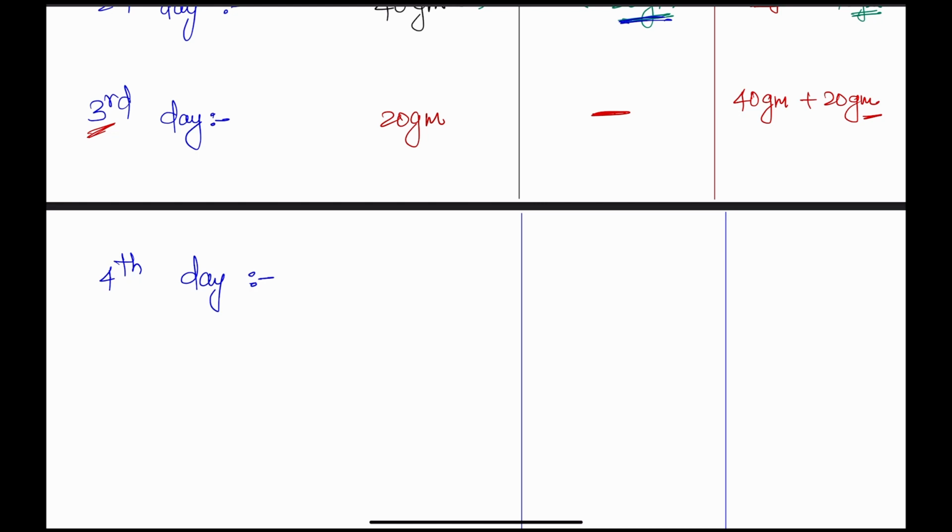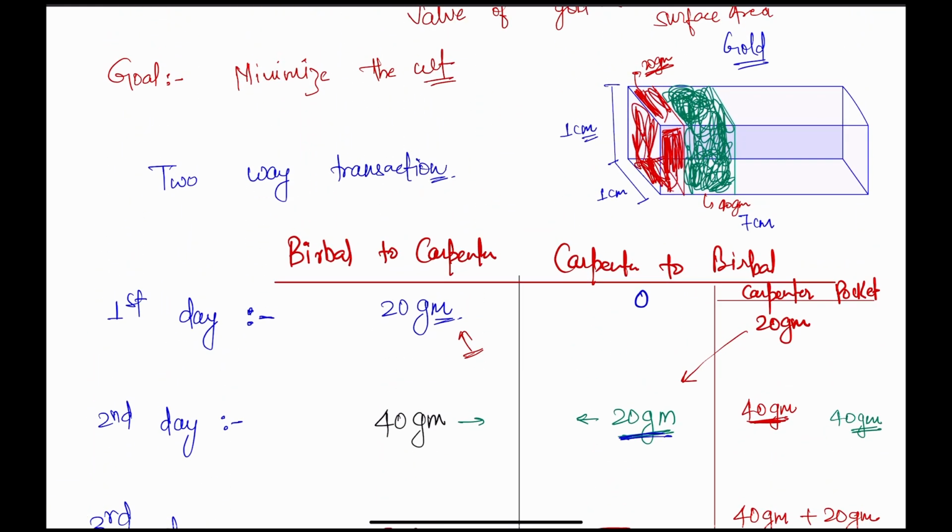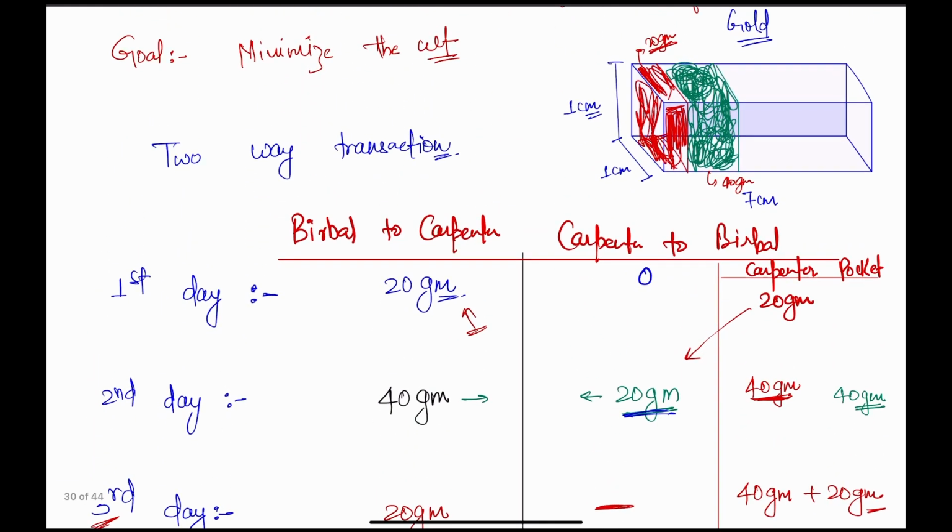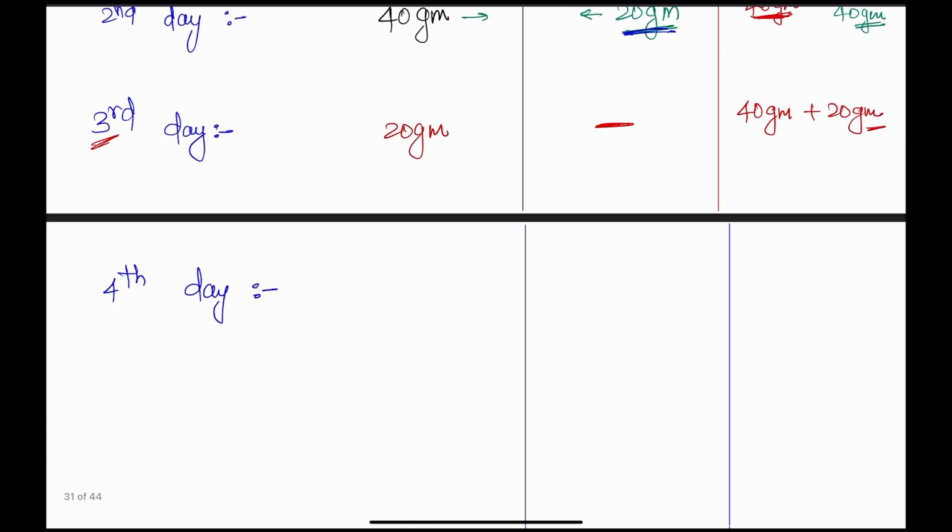Birbal will think that he already has 60 gram with him. What if he thinks, I cut one more piece of 80 gram? Why 80 gram? Because at the end of the day, with the carpenter it should be 40 plus 20 plus 20, right? That is nothing but 80 gram. So instead of giving him 20 grams again, where multiple pieces need to be cut, he will think, let's give him 80 gram only and take back whatever 40 gram plus 20 gram is there.